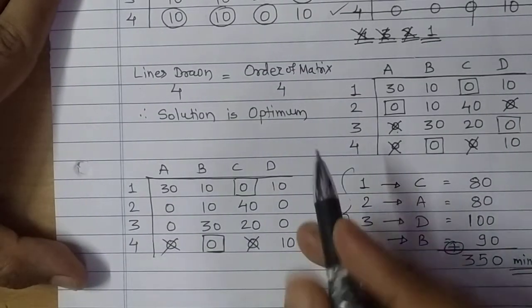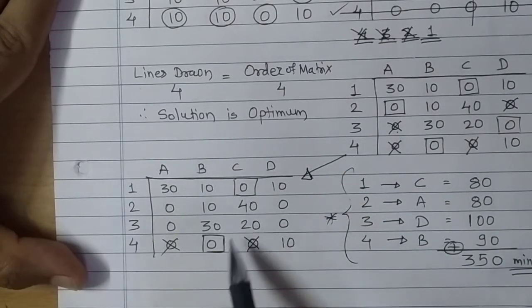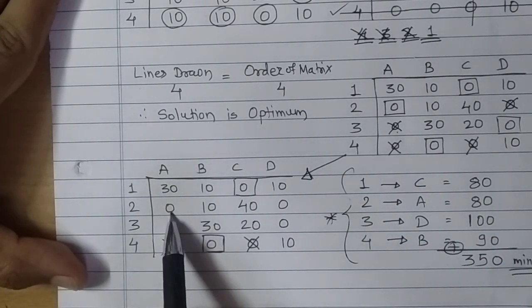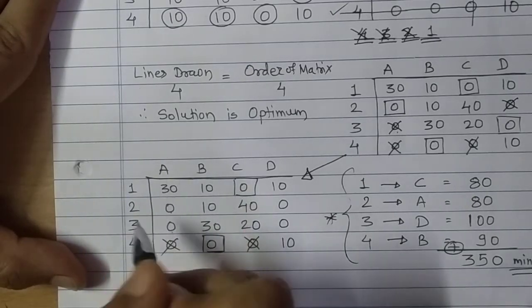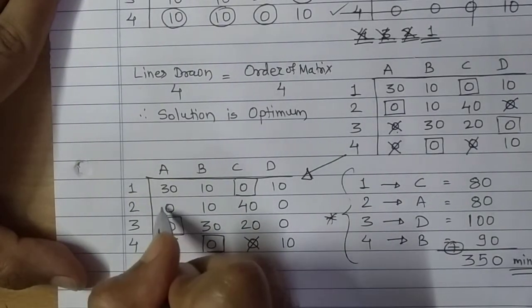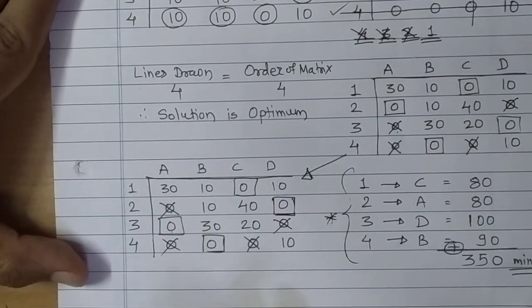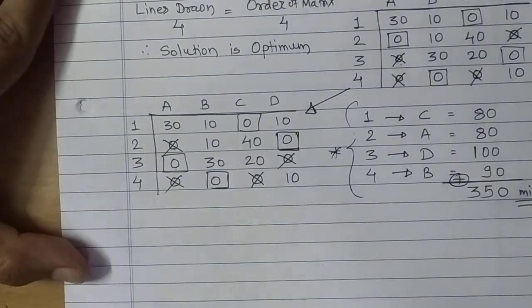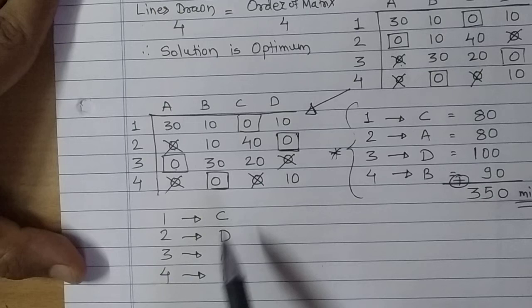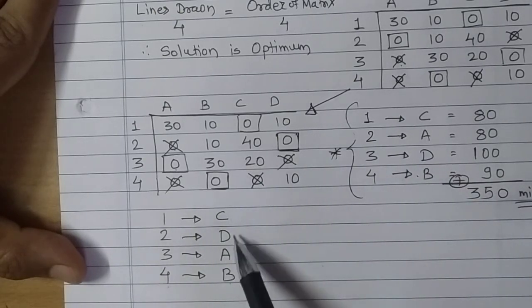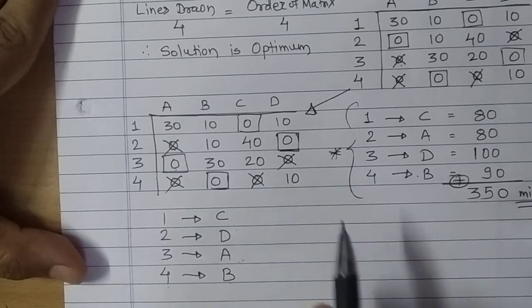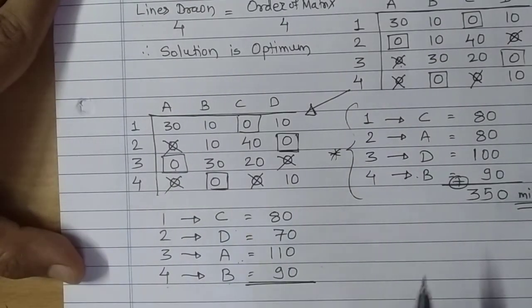So I have redrawn this matrix. This is the same matrix. I have captured these two zeros. Now instead of this 2D, I will capture this 3A. So this will be deleted and I will capture this. So 4 zeros will be captured. What is the assignment now? Just write down this assignment. So 1 is assigned to C and 4 is assigned to B, same as here. Only D and A are interchanged. And the final values, from the original matrix, we got 2D as 70 and 3A as 110. So the total summation of these, yes, is also equal to 350 minutes.